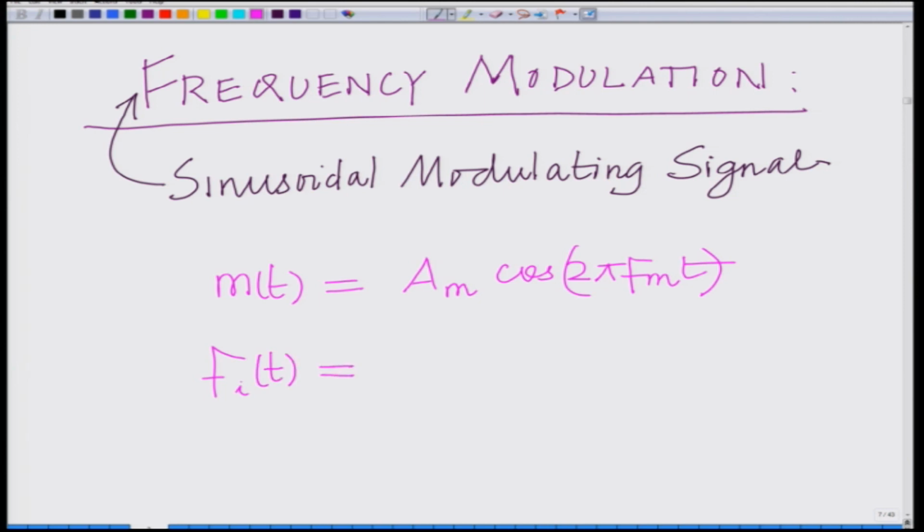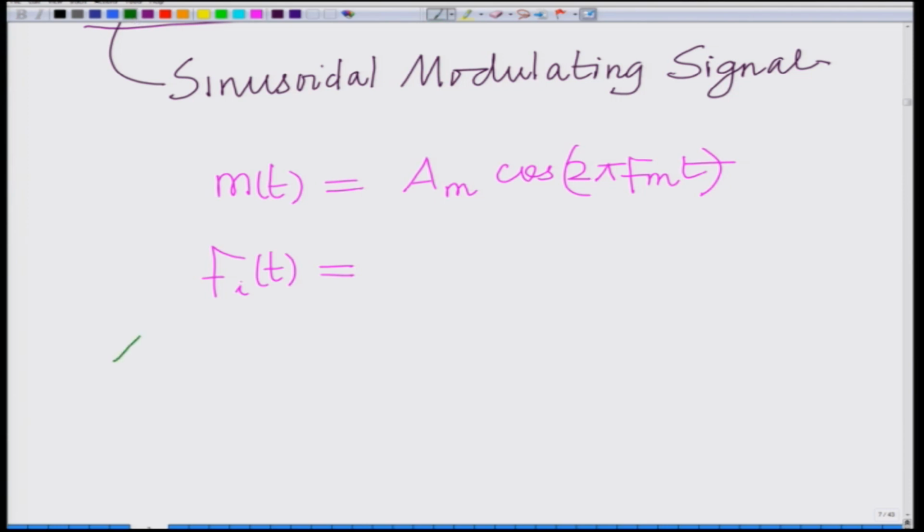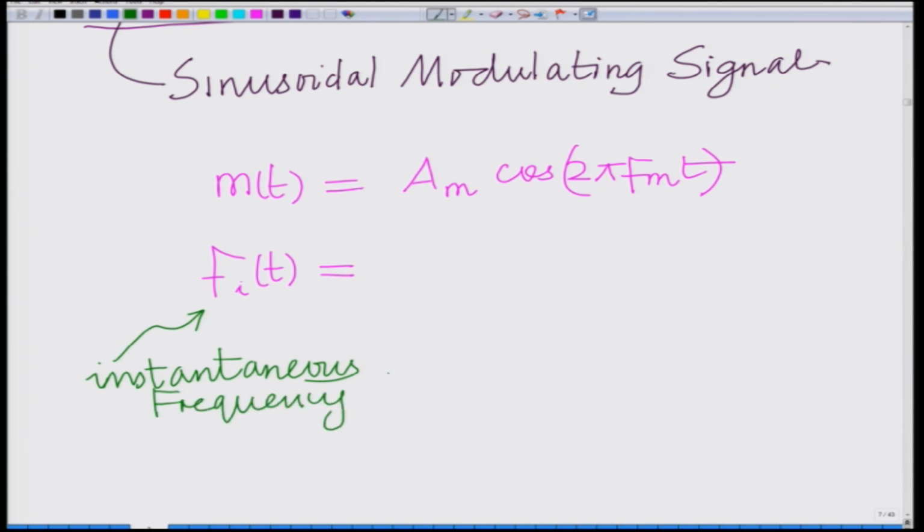then our frequency f_i(t), remember f_i(t) is the instantaneous frequency, and this is equal to fc, the frequency of the carrier, plus the component from the message, that is kf times Am cosine 2 pi fm t. This is your instantaneous frequency.